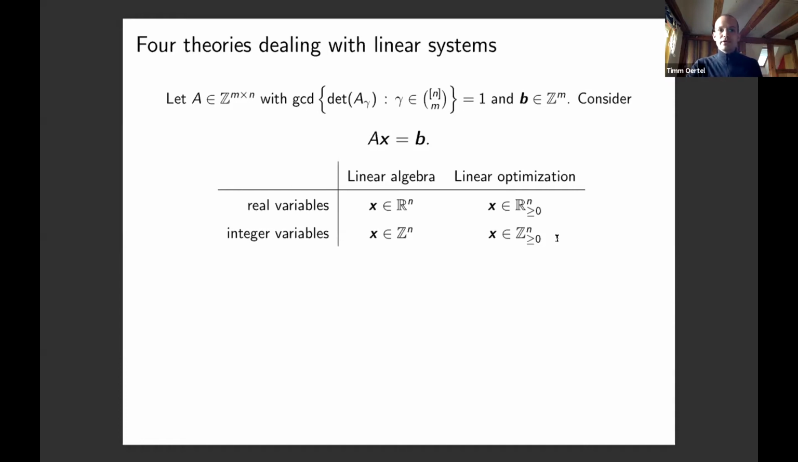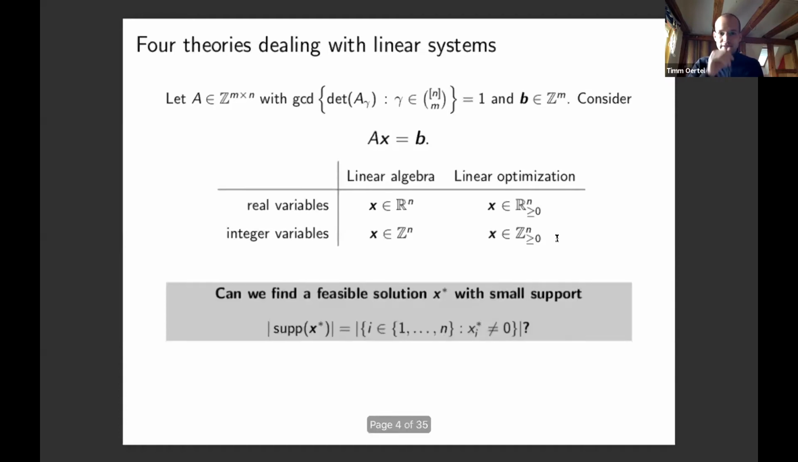And the question I want to look at here today is whether we can actually find solutions, X star, let's say, that have small support. So solutions that have as many zeros as possible.